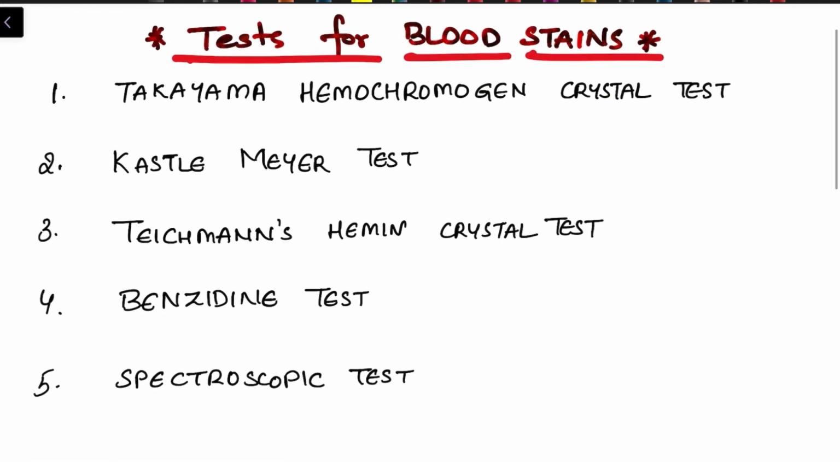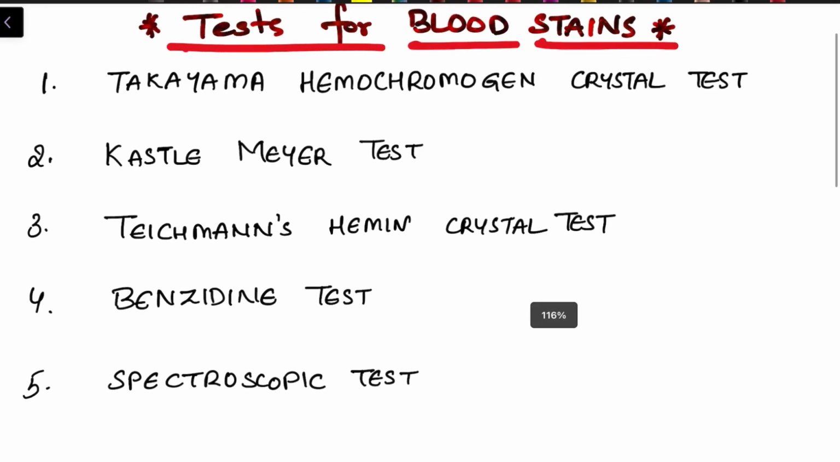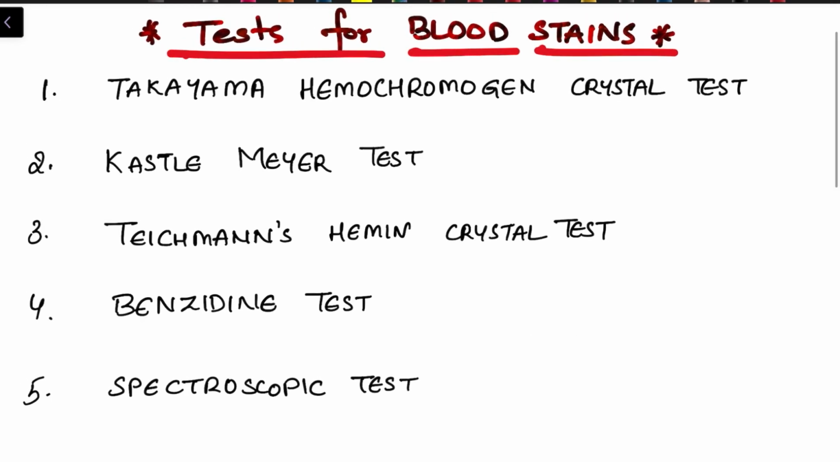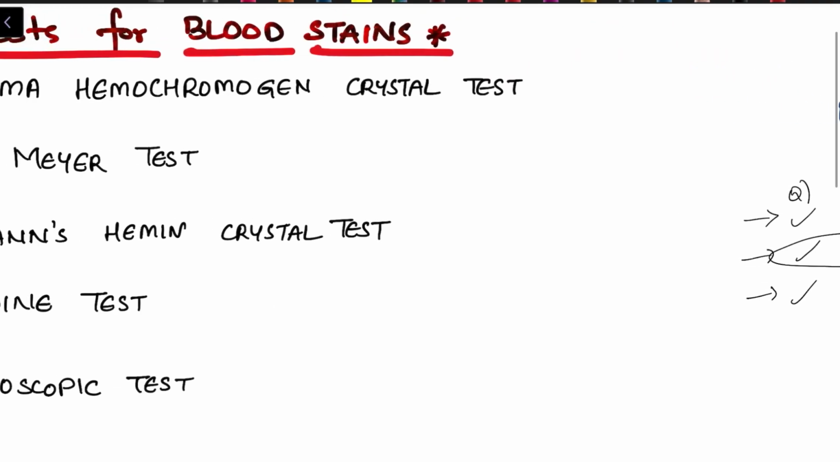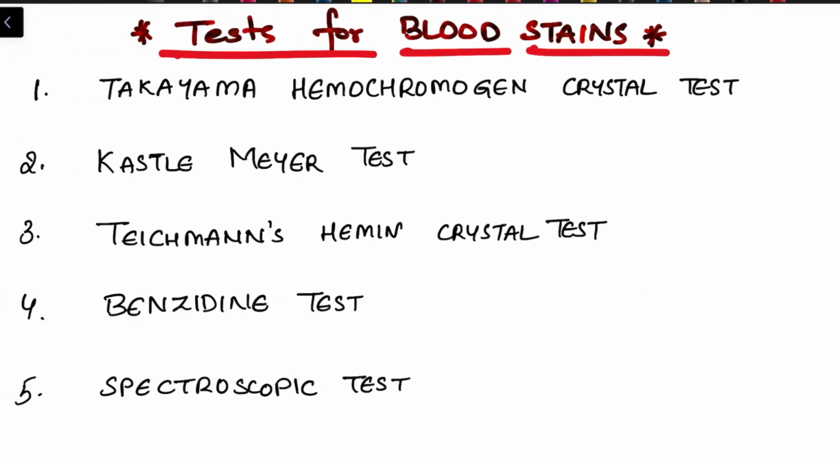Here is a list of tests for blood stains. I'll read it out once. That is Takayama hemochromogen crystal test. Next, Castle-Meyer test. Teichmann's hemin crystal test. The fourth one is Benjamin test. Fifth is spectroscopic test. So once again: Takayama hemochromogen crystal test, Castle-Meyer test, Teichmann's hemin crystal test, Benjamin test, and spectroscopic test.